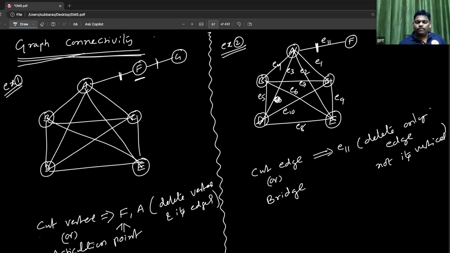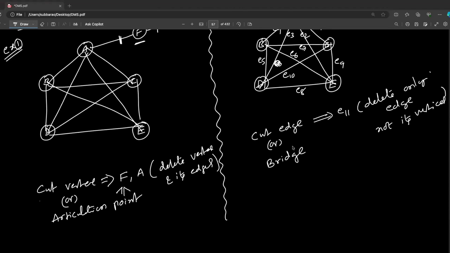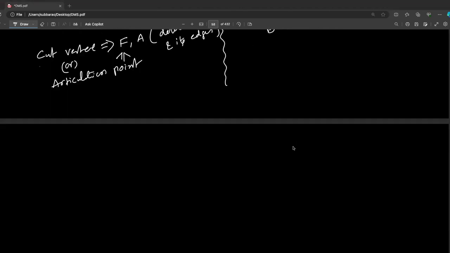I hope you got it. Anyone having any doubt till now? Cut vertex okay, cut edge okay. Just names only. Can I move to the next one? Okay, perfect. Cut vertex and cut edge. Now see the next one.